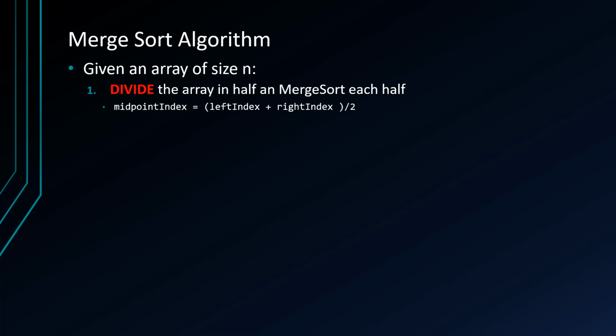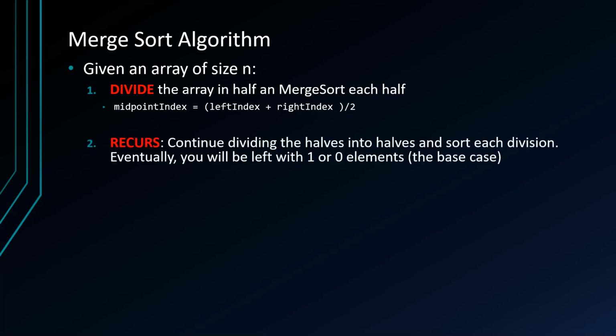Now, once we figure out how to do that, we have to recurse. We're going to continue to divide and divide and divide. We're dividing in halves into halves into halves into halves. And then we're going to sort each division. Eventually, once we've divided it so much, we're going to be left with either 1 or 0 elements. That's our base case. If we have 1 or 0 elements, by definition, that's already sorted.